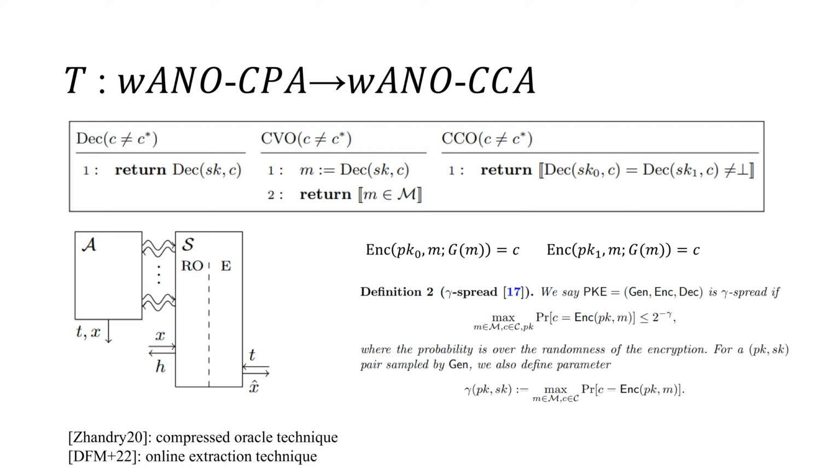In our result, the underlying PKE needs to be Gamma-spread. Formally, Gamma-spread guarantees that an adversary finds it hard to generate a valid ciphertext C without querying the corresponding plaintext M to the random oracle G. We can then simulate the random oracle G using the compressed oracle technique, and subsequently we extract the correct plaintext for a valid ciphertext using the online extractability technique.